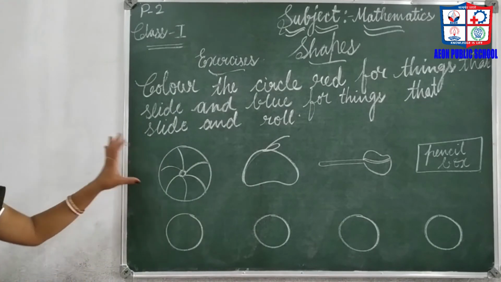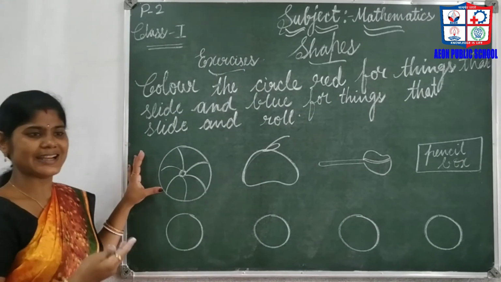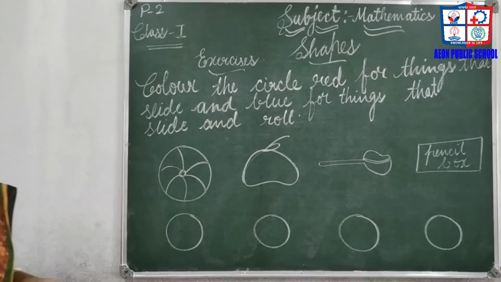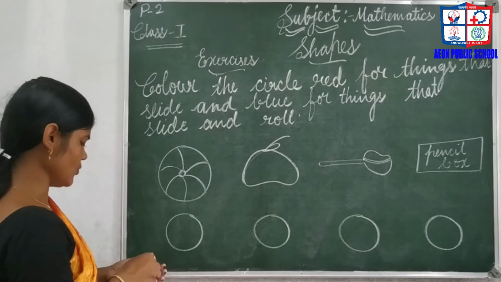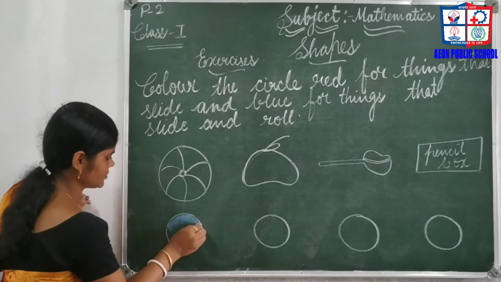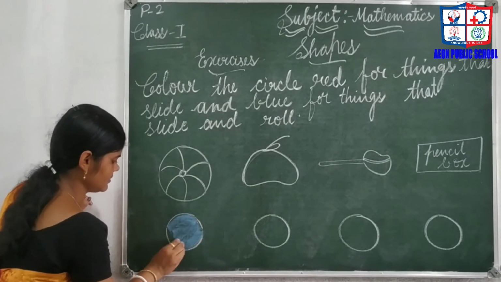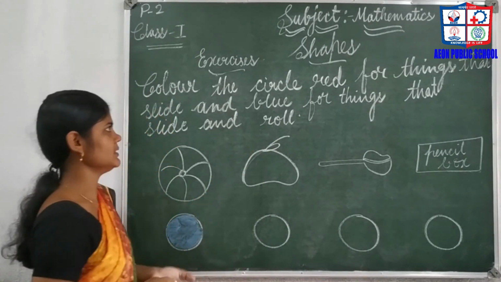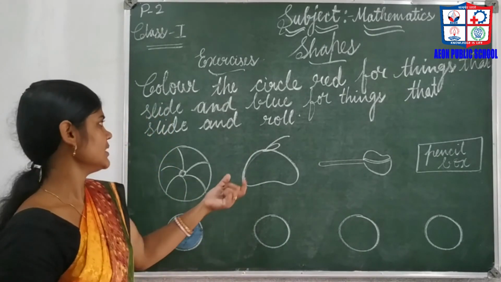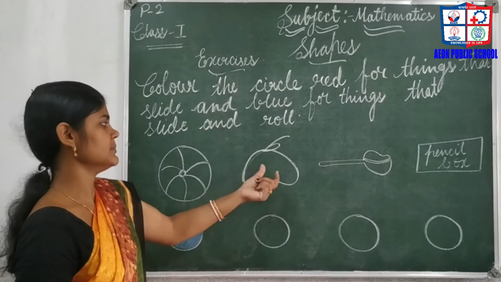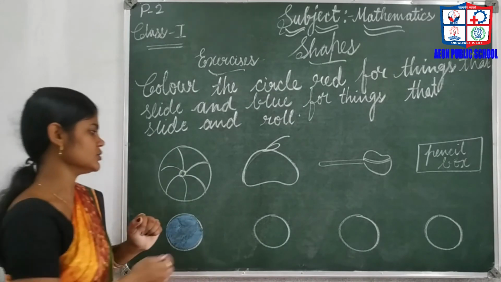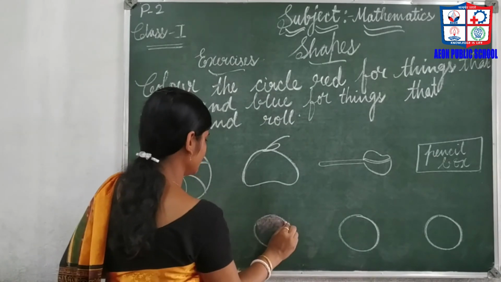So first one is ball. Ball, does it slide or roll? It's slide and roll. So what is the color? It's blue. So it is rolling, means you have to color it with blue. Next, apple. Is it an apple? I'm not good at drawing. So example, this is an apple. So apple, it slides. It will not roll. So you have to color it with red.